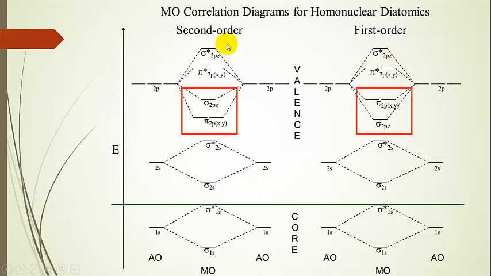Now, one more thing that I want to point out here is that these are virtually identical, the first order and the second order, except inside this box. So you can see that the sigma 2pz and the pi 2px and the pi 2py are swapped in energy. So that's the only difference between the two correlation diagrams.